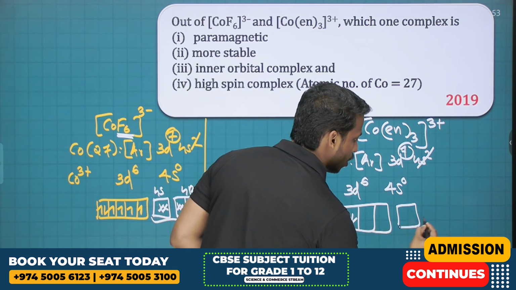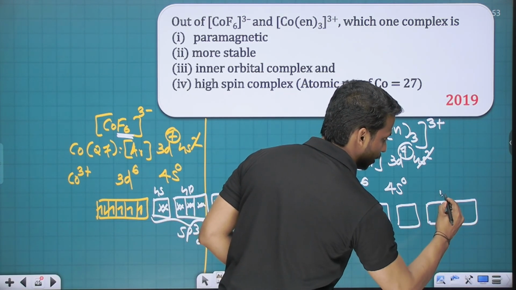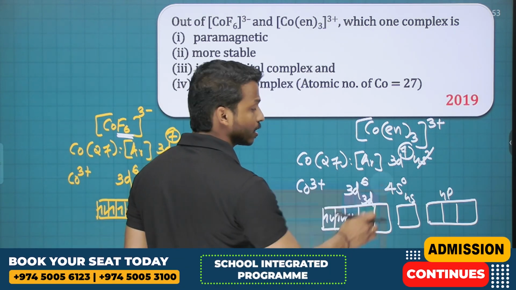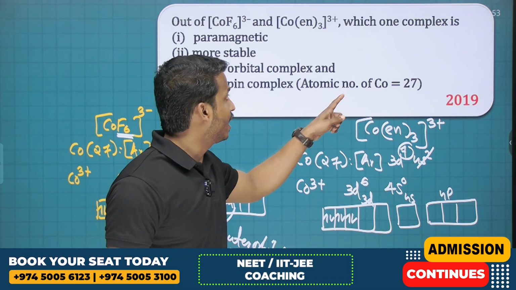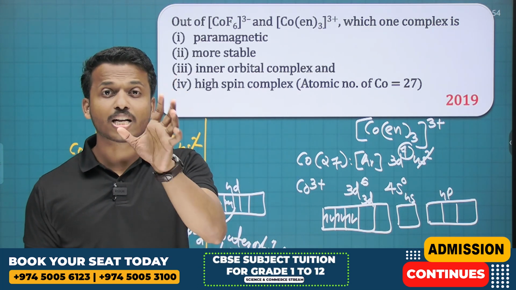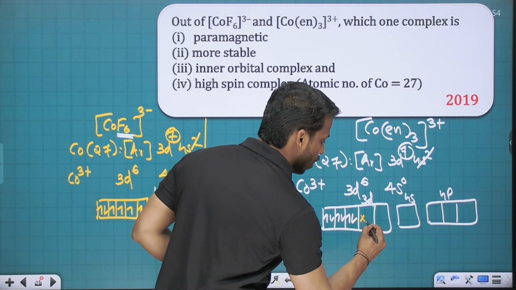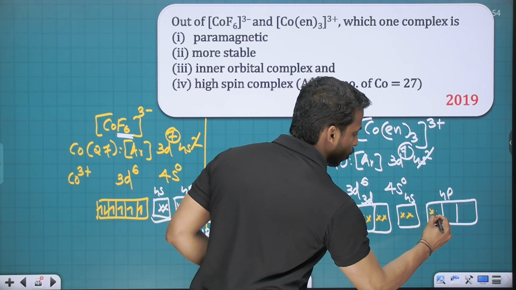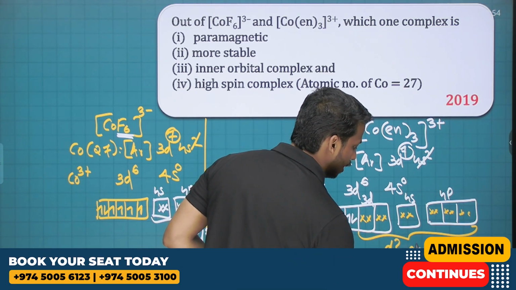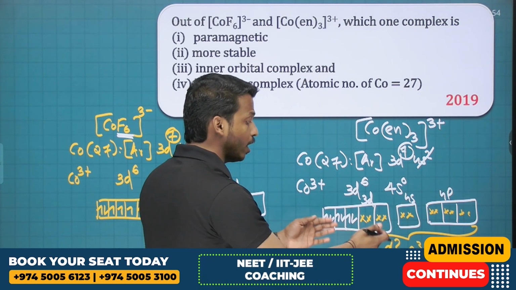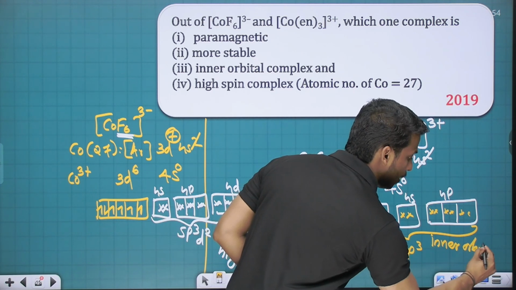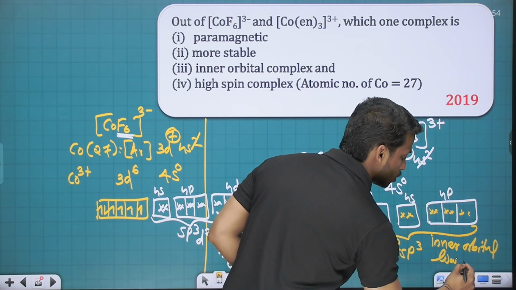So 4s is free now. Even 4p is also free here. This is 4p, 4s, this is 3d. Total 6 is the coordination number, right? En is a bidentate ligand, so 3 en means 6 is the coordination number. So 6 vacant orbitals we have to place. 1, 2, 3, 4, 5, 6. What is the hybridization? d2sp3. d2sp3 means they used the inner d orbital, therefore it is called an inner orbital complex and a low spin complex.